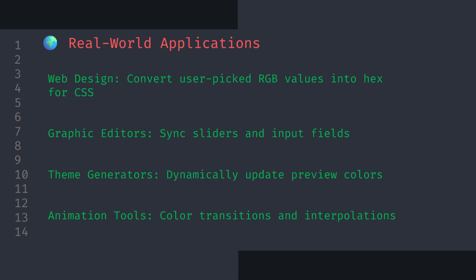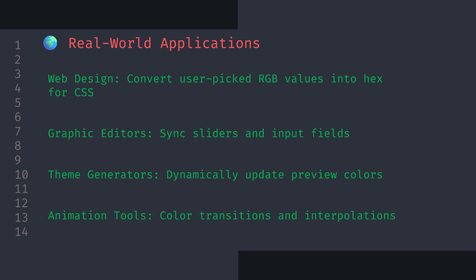RGB to hex conversion is everywhere in design and UI tools. Color pickers, CSS theming systems, and even animations need this transformation. Knowing how to implement this in JavaScript gives you more control over visual logic.